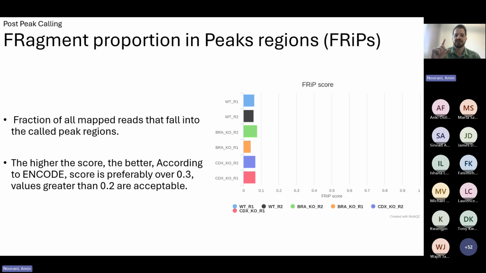Let me mention that there is a caveat here. FRiP is not just a measure of data quality. It's also sensitive to how you ran your peak caller. So even the highest quality data will show a low FRiP score if your peak calling threshold was set very stringently, simply because fewer peaks were called, right?